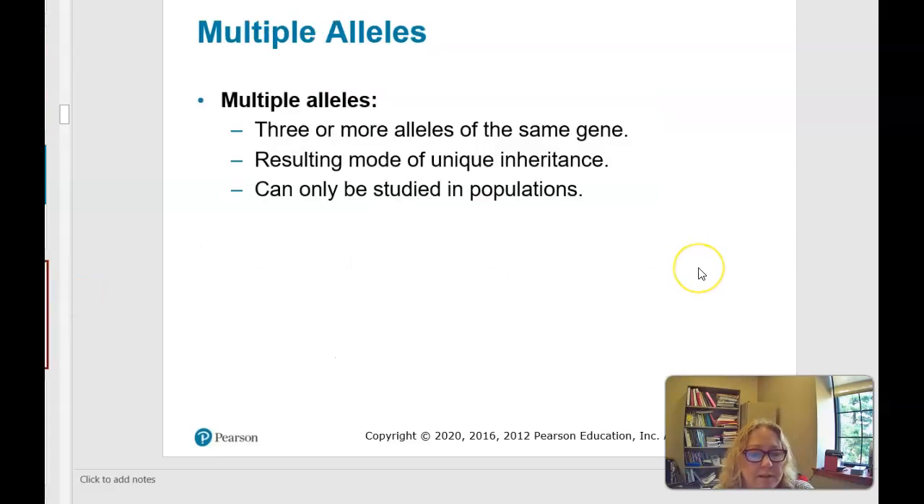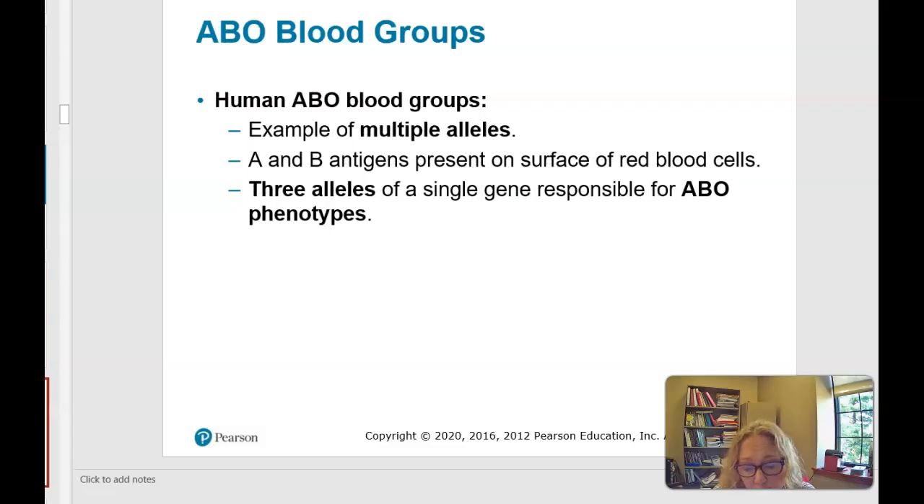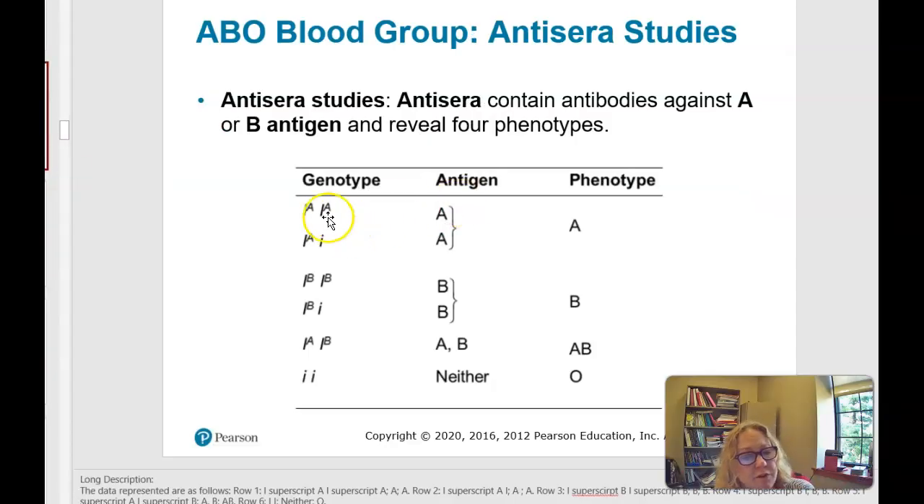Multiple alleles. Sometimes 3 or more alleles of the same gene can result in a unique pattern of inheritance. This is our ABO blood group, because there are 3 alleles: A, B, and O. There are 3 things that can mingle to give you a blood type. A and B antigens are present on the surface of red blood cells, but there are 3 alleles, A, B, and O. And we talked about this. This is just a review.